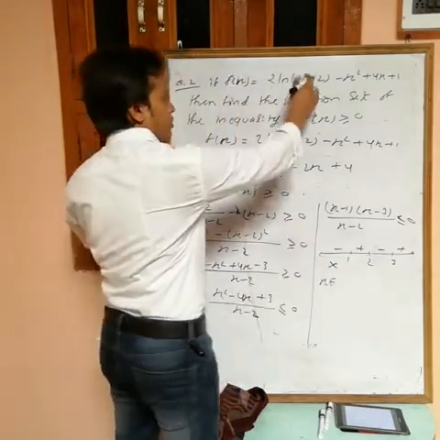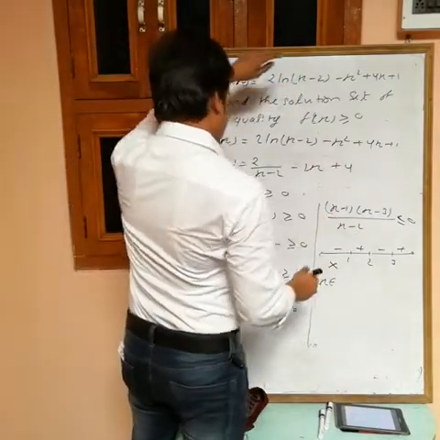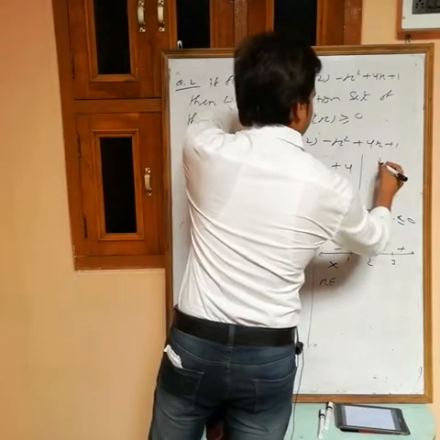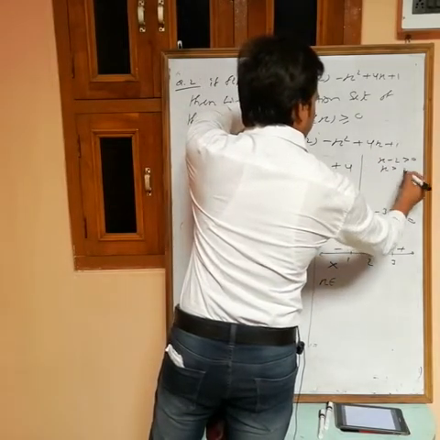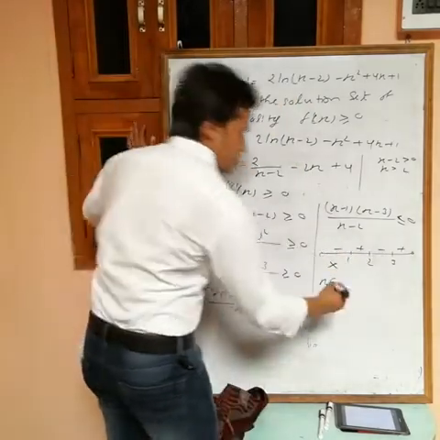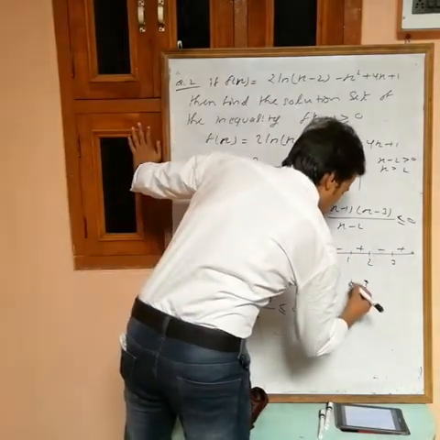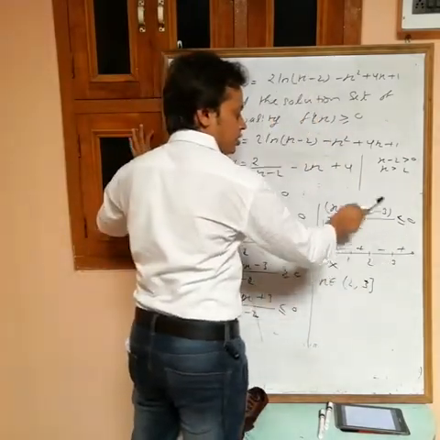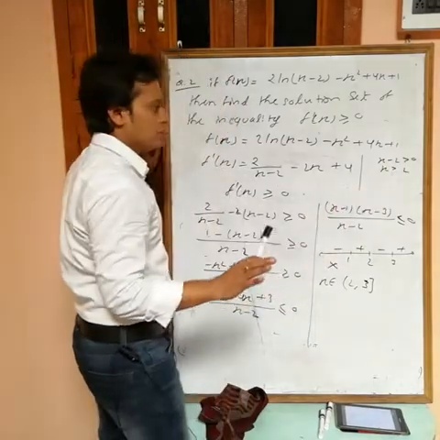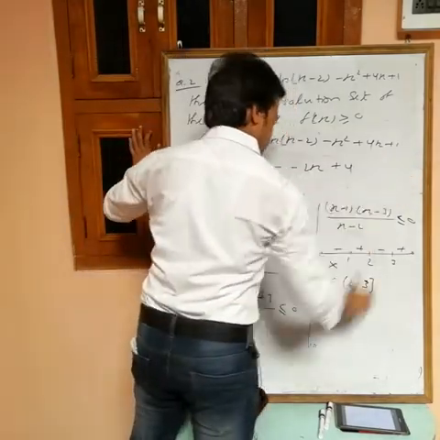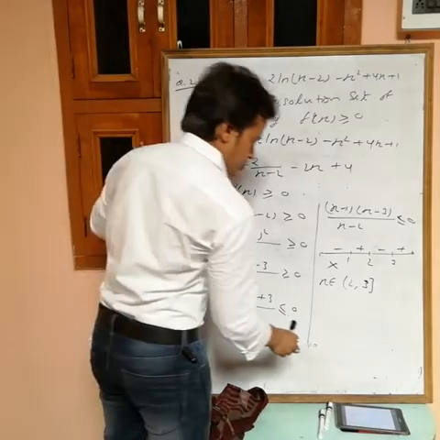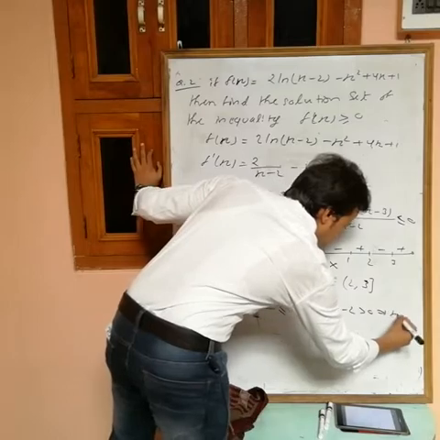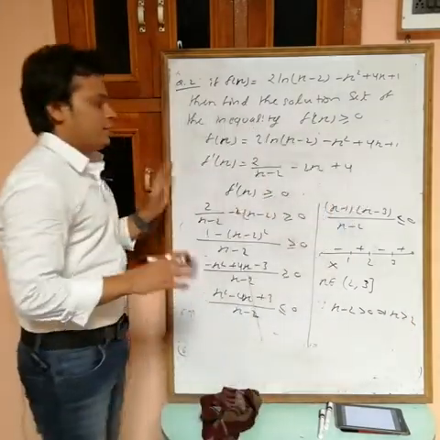Here I am writing that x - 2 must be greater than 0, so x must be greater than 2. You can't take these values. So x belongs to (2, 3], 2 is open and 3 is closed because of this equality. If you take x = 3, this becomes 0, and 0 ≤ 0 is satisfied. Why are we not taking this one? Because x - 2 must be greater than 0, so x must be greater than 2. Okay, write it down.